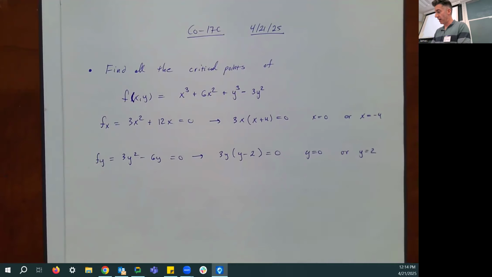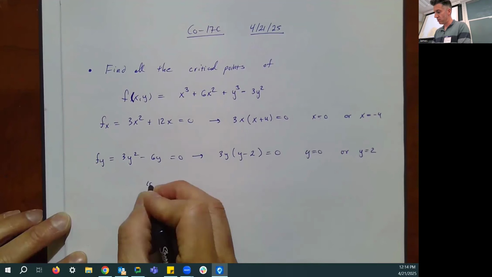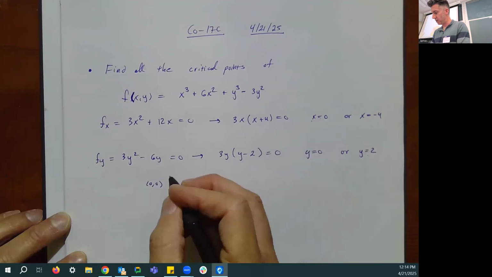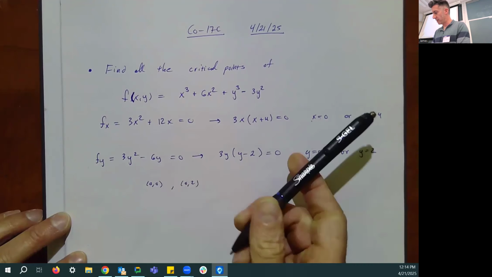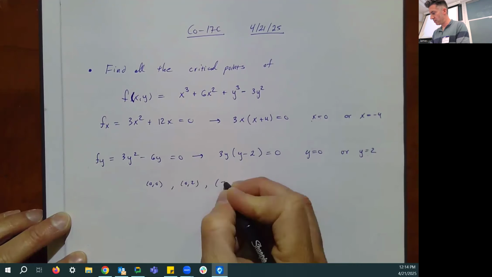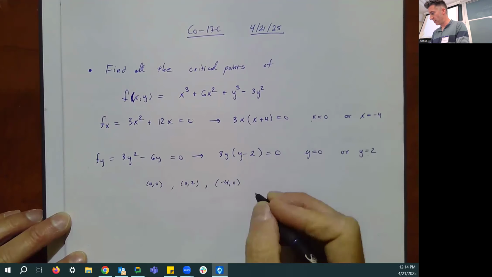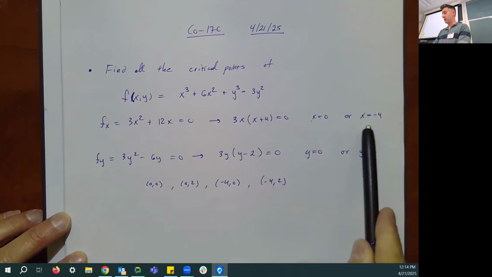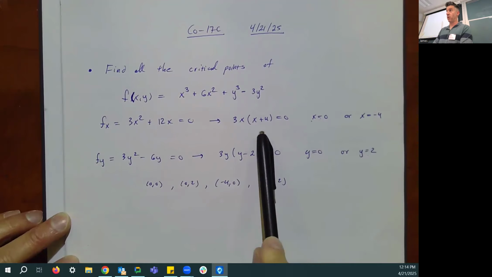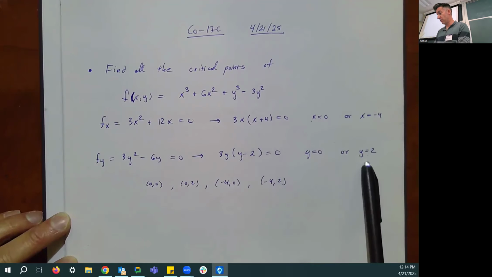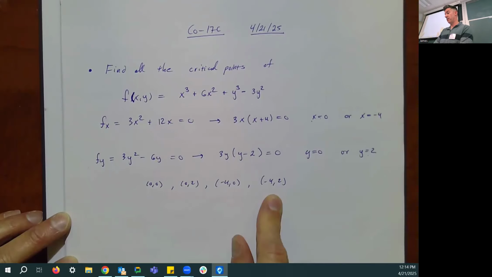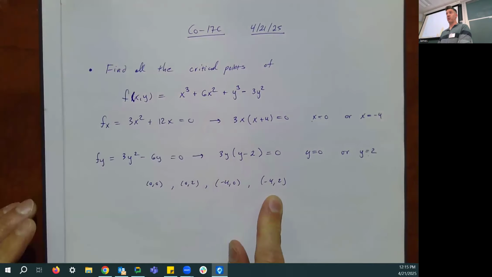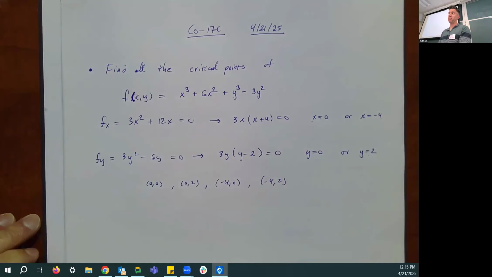So I can either have x is 0 and y is 0, or x is 0 and y is 2, or x is negative 4 and y is 0, or x is negative 4 and y is 2. Because as long as x is one of these two things, this first partial will equal 0. And as long as y is one of these two things, the second partial is equal to 0. So no matter which of these 4 points we plug in, both equations will equal 0 at the same time.